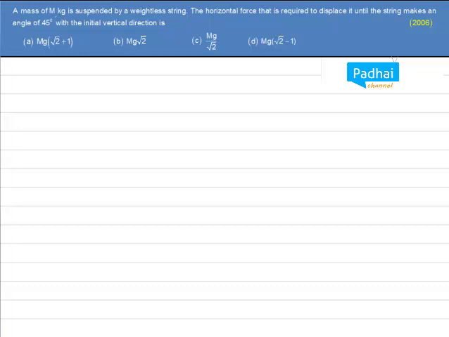A mass of capital M kg is suspended by a weightless string. The horizontal force that is required to displace it until the string makes an angle of 45 degrees with the initial vertical direction is, right. Now let us see the question, what it is saying.